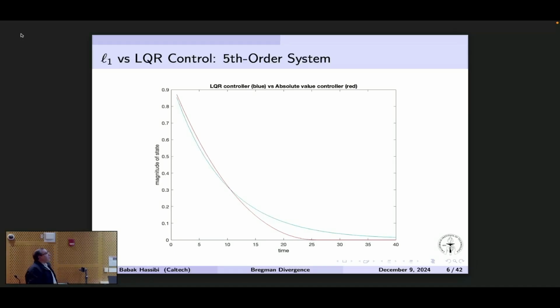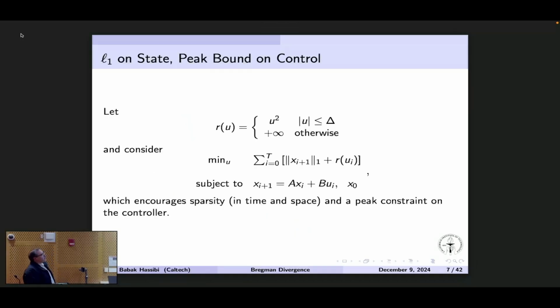Thank you. Okay, so you can do other crazy things, and I'll maybe go over this quickly. I can put, for example, a peak bound on the control. So I can say if my control is within an interval of delta, I will penalize it quadratically. But if you exceed this, you're not allowed to exceed this. I'm going to give infinite penalty to that. Again, this is convex. I can put my L1 norm here. I can add that. I can solve this.